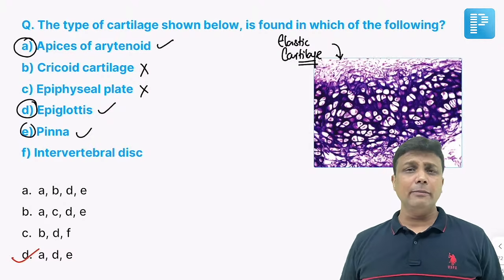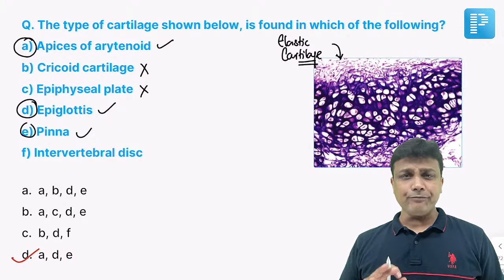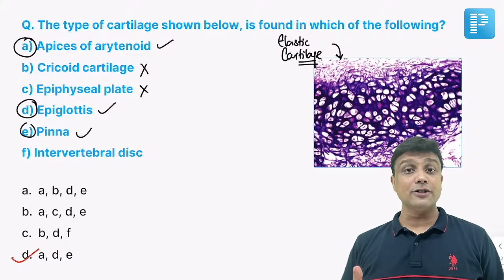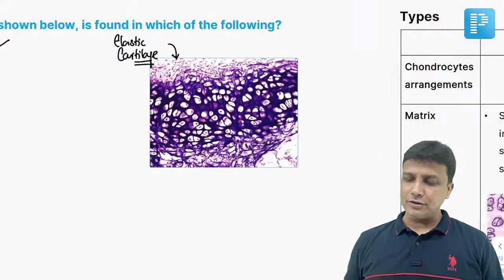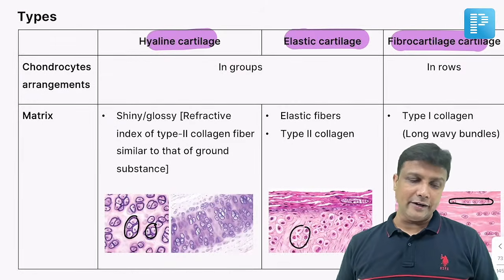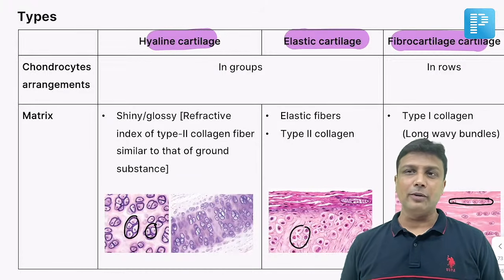So basically, you should be able to identify the cartilage. In the INI-CET exam, many times the questions will come from epithelium examples as well as cartilage examples. So you have to remember, you should be able to identify the cartilage as well as remember the examples here.